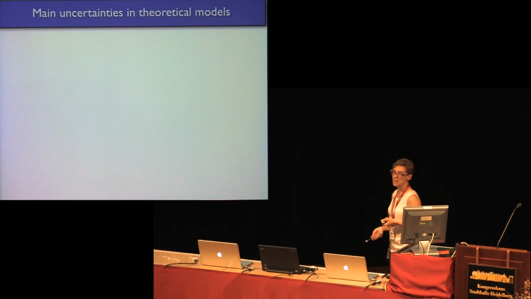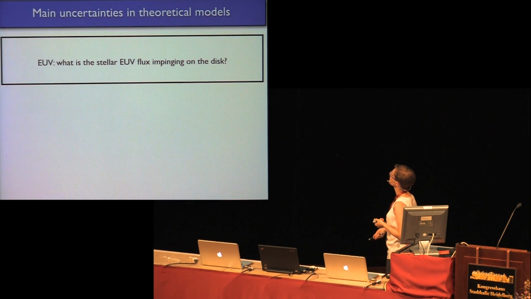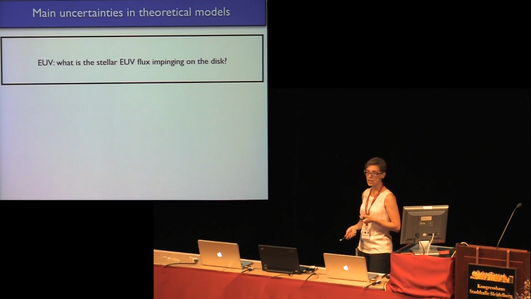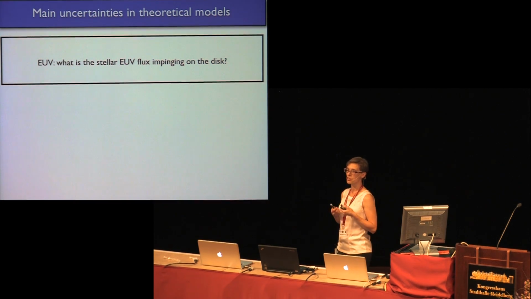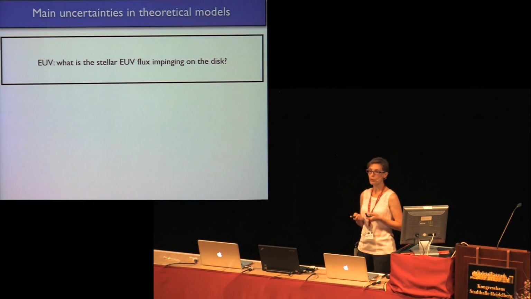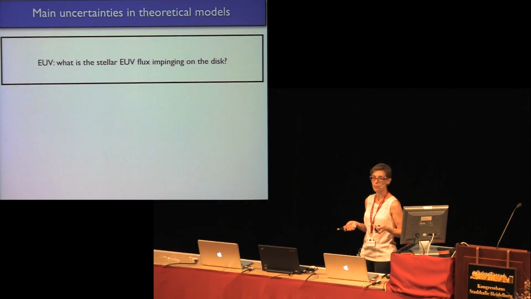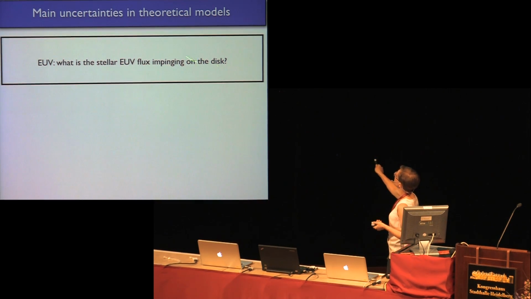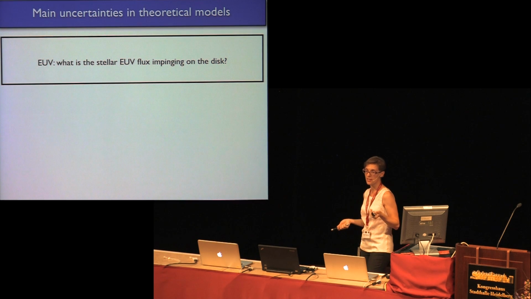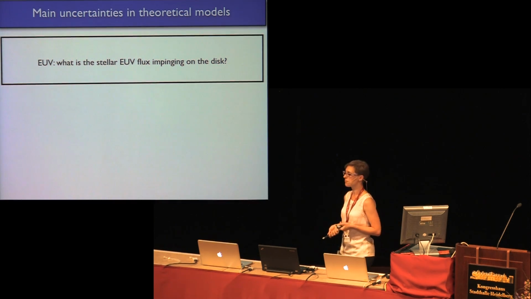So which are the main uncertainties in these models? Let's look first at the EUV model. Here, the main uncertainty is actually on the input parameters. We do not know what the stellar EUV flux is. We cannot measure that for young stars that are hundreds of parsecs away from us. And even less, we know how much of that EUV flux the disk is actually seeing.